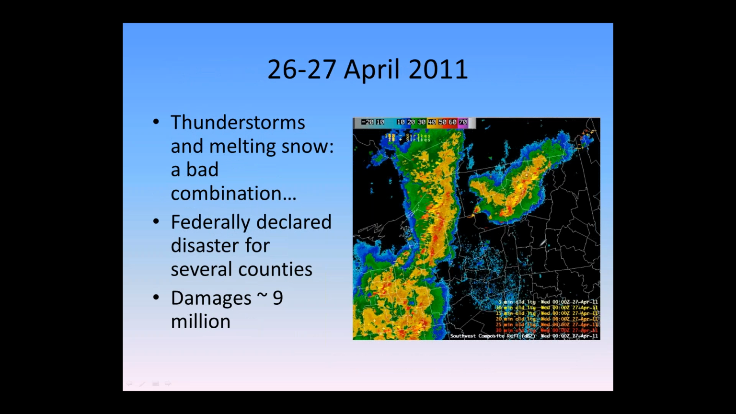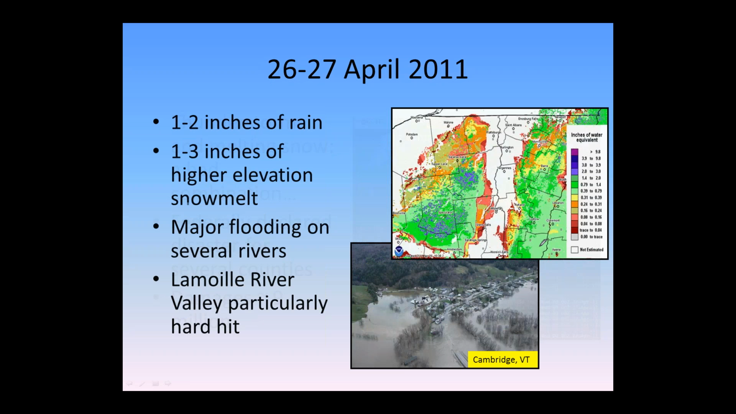So here's one particular event I mentioned earlier about thunderstorms on snow. I think some of you will remember this. Late April 2011, thunderstorms and melting snow. Very bad combination. Federally declared disaster for several counties, especially in the Lamoille River Basin. Damages were about $9 million. So again, at this point it was late April, so most of the valleys had cleared out of the snow, but we still had a lot of snow above about 2,000 feet. And you had heavy thunderstorms with a lot of rain falling on melting snow.